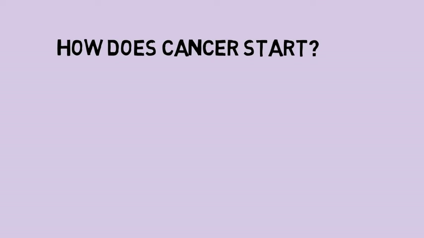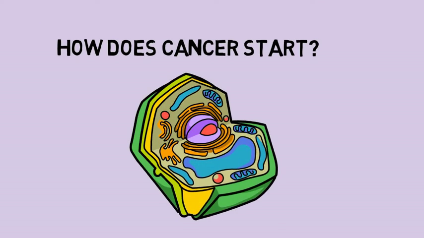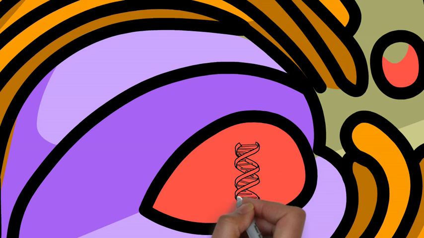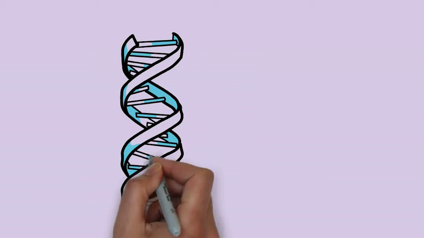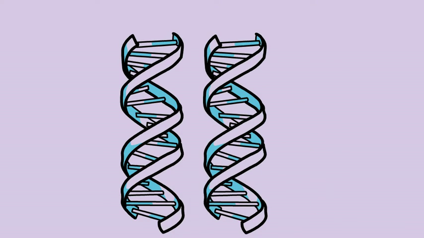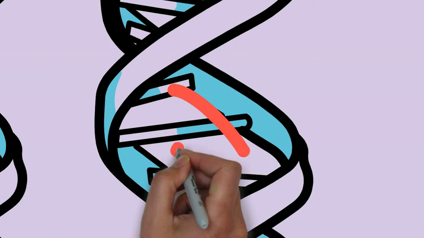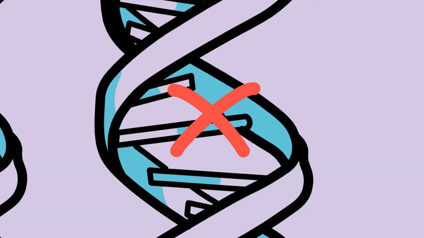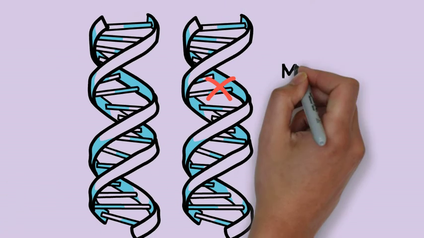Inside each cell is an instruction manual called DNA. This instruction manual tells the cells to divide, grow, or die. When cells divide during mitosis, a copy of the DNA is being made. When the copying of the DNA goes wrong, the DNA can get damaged or changed. We call this a mutation.